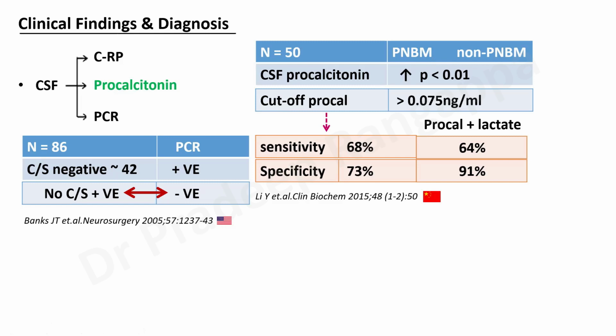So the take home for the diagnosis is, look at the CSF gram stain, which has to be done. Look at the CSF biochemistry. Then most importantly, the simplest thing is to do a CSF lactate. If that is also not helping, adopt PCR and maybe procalcitonin.